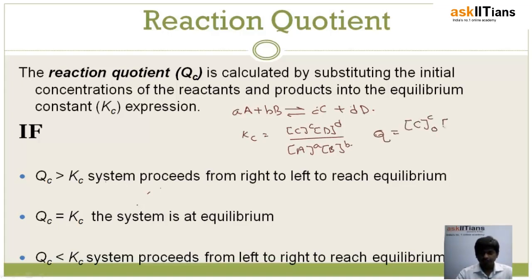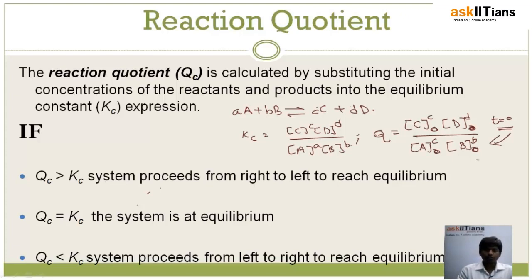initial concentration of C, initial concentration of D, by initial concentration of A, initial concentration of B. This 0 denotes it is the initial concentration, that means at t equal to 0 it was calculated, that means initial. Okay, so that is all what is reaction quotient.